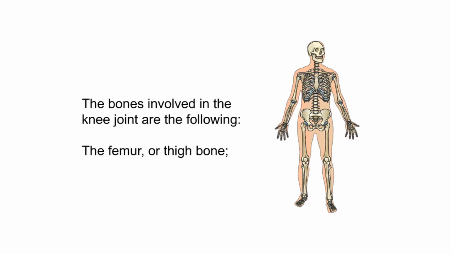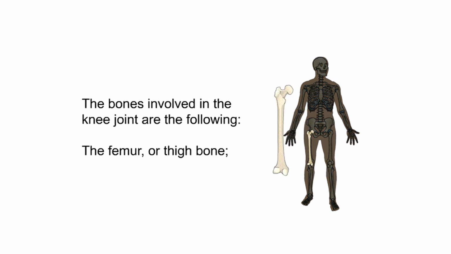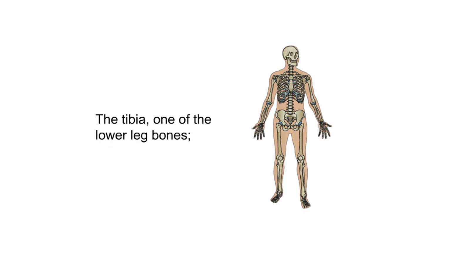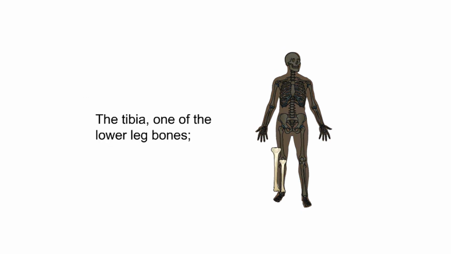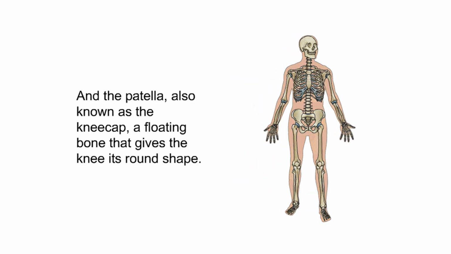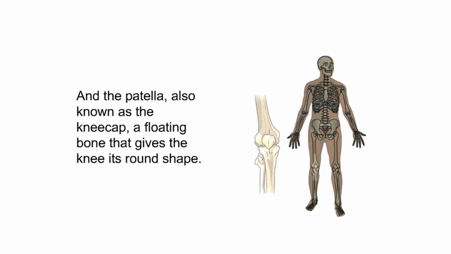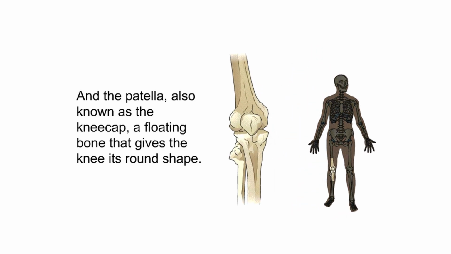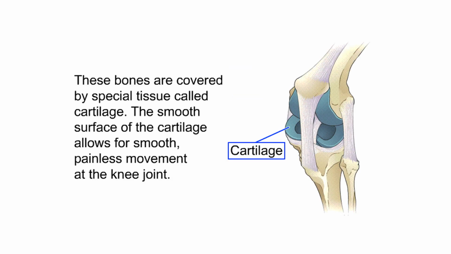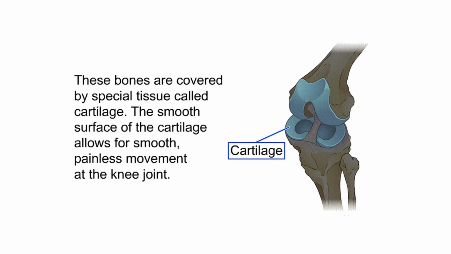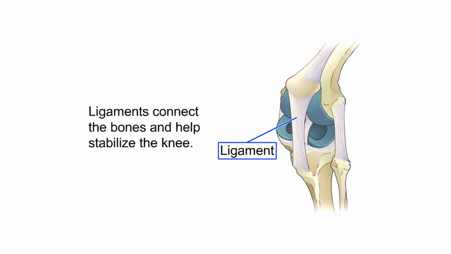Anatomy. The bones involved in the knee joint are the following: the femur or thigh bone, the tibia, one of the lower leg bones, and the patella, also known as the kneecap, a floating bone that gives the knee its round shape. These bones are covered by a special tissue called cartilage. The smooth surface of the cartilage allows for smooth, painless movement at the knee joint. Ligaments connect the bones and help stabilize the knee.